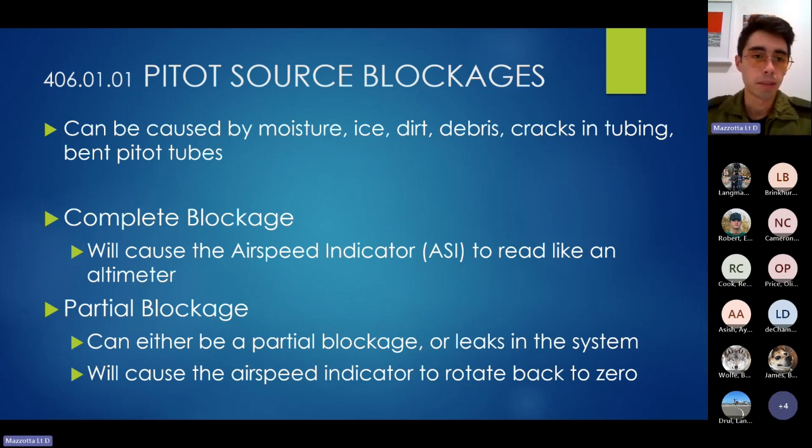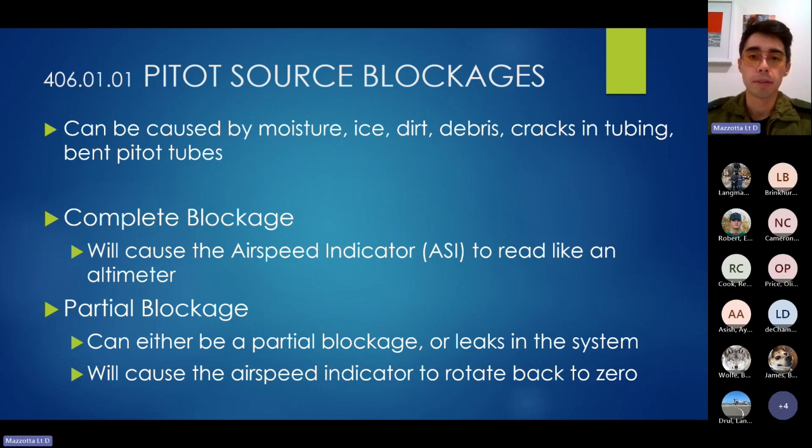So the pitot source can be blocked by moisture, ice, dirt, debris, a crack in the tubing, or even bent tubes. A complete blockage will cause the airspeed indicator to read like an altimeter, and a partial block or leak in the system will cause the airspeed indicator to rotate back to zero.